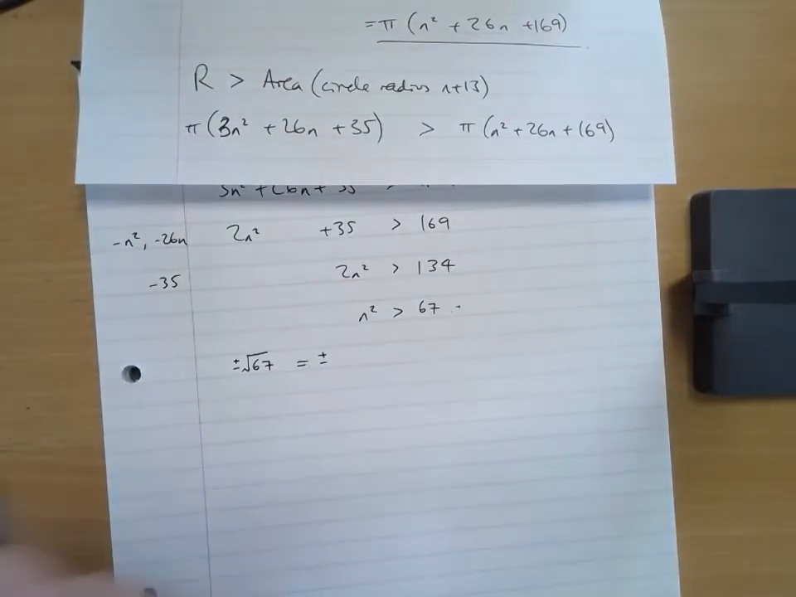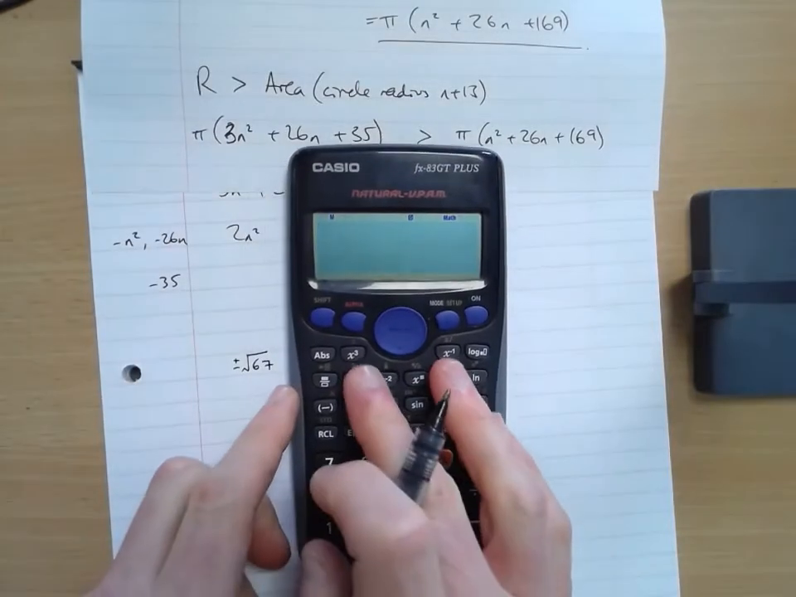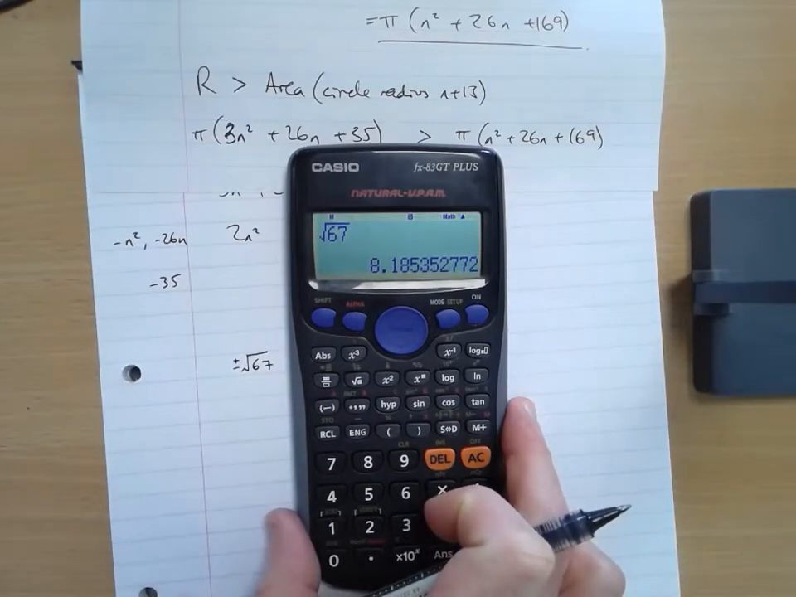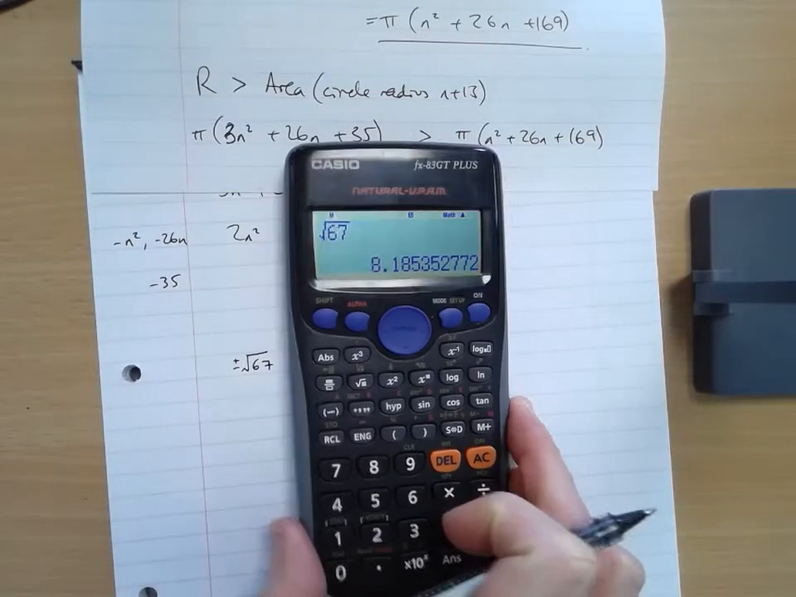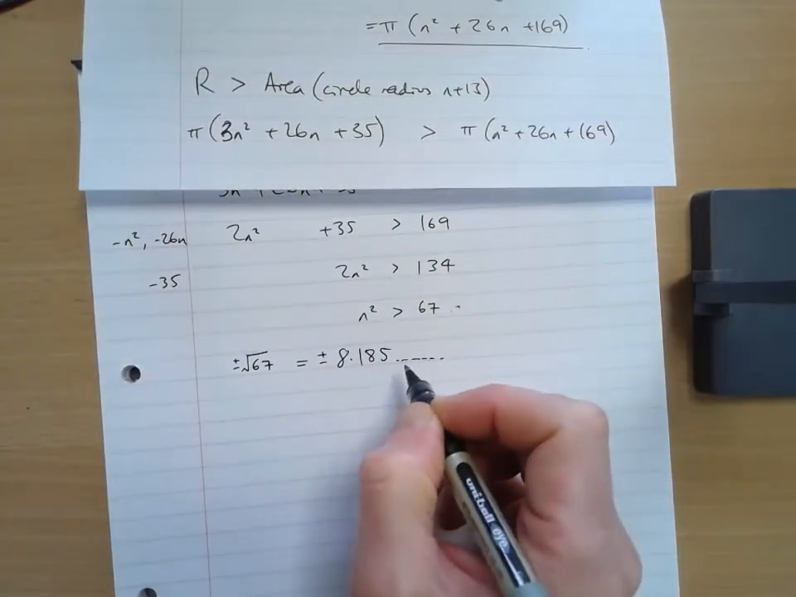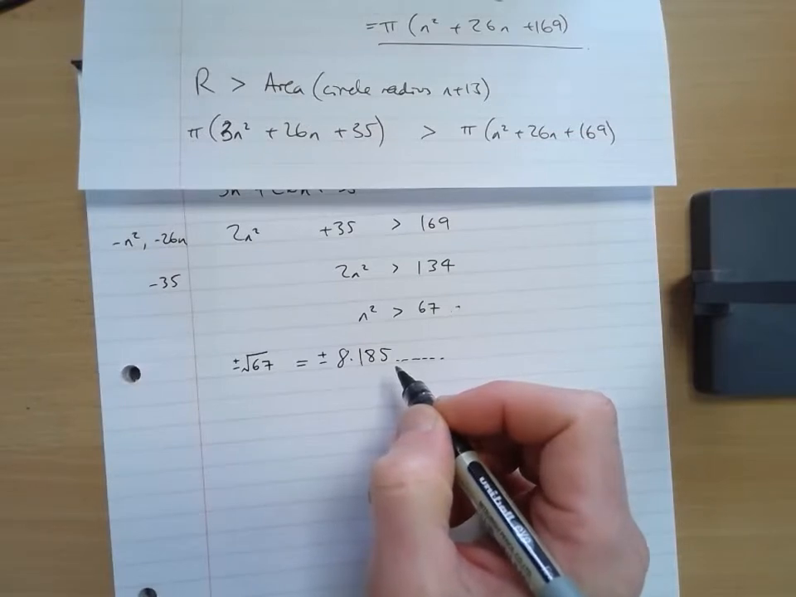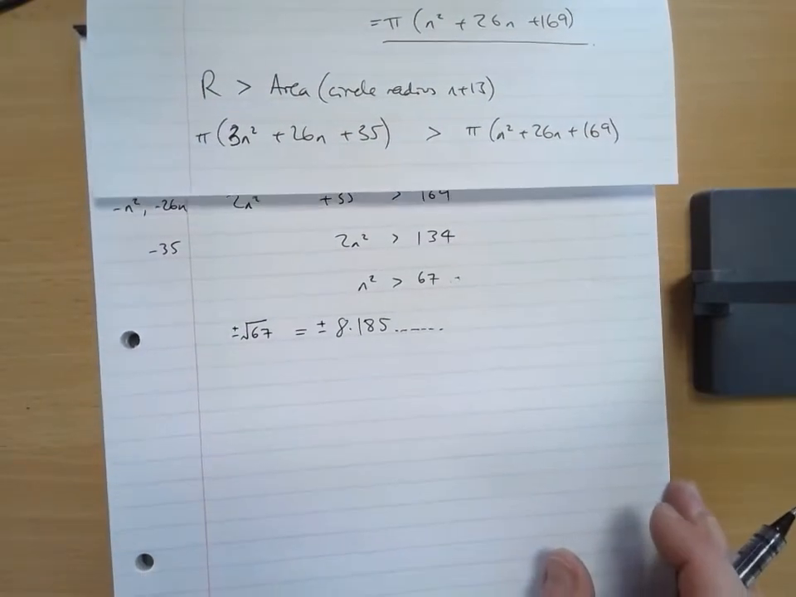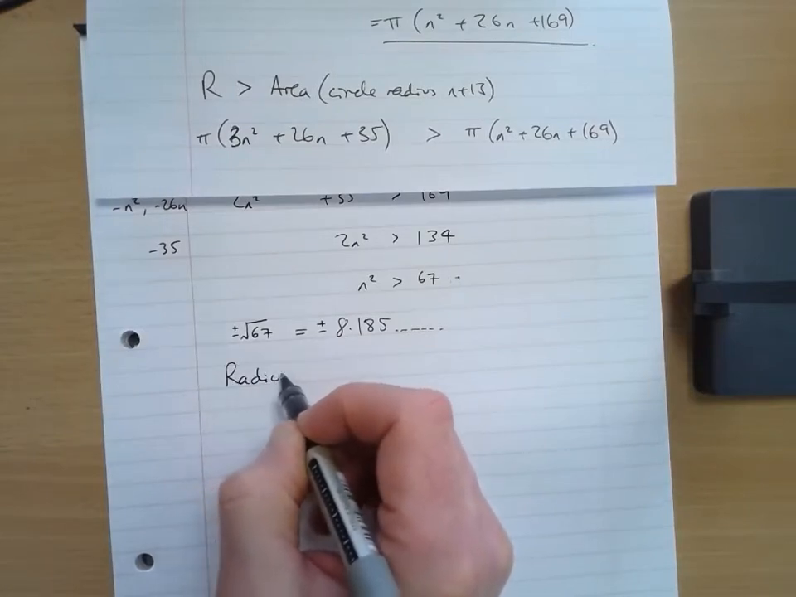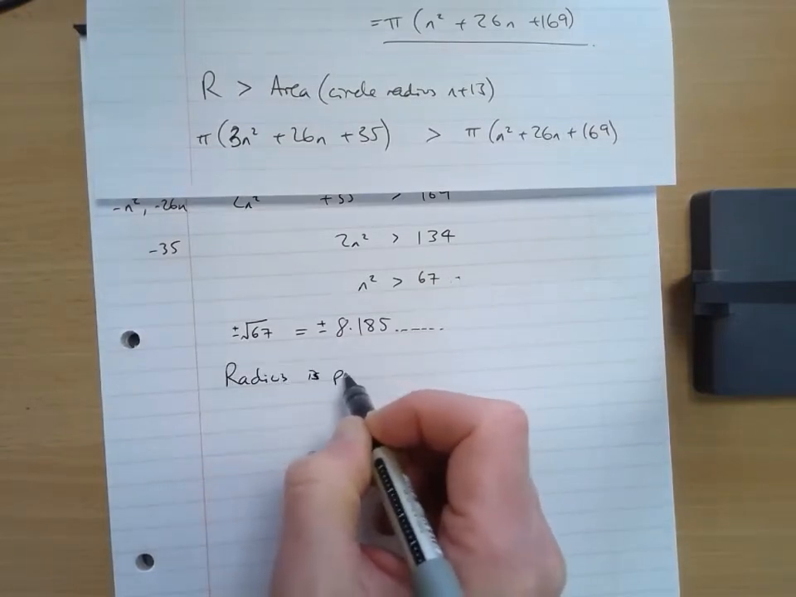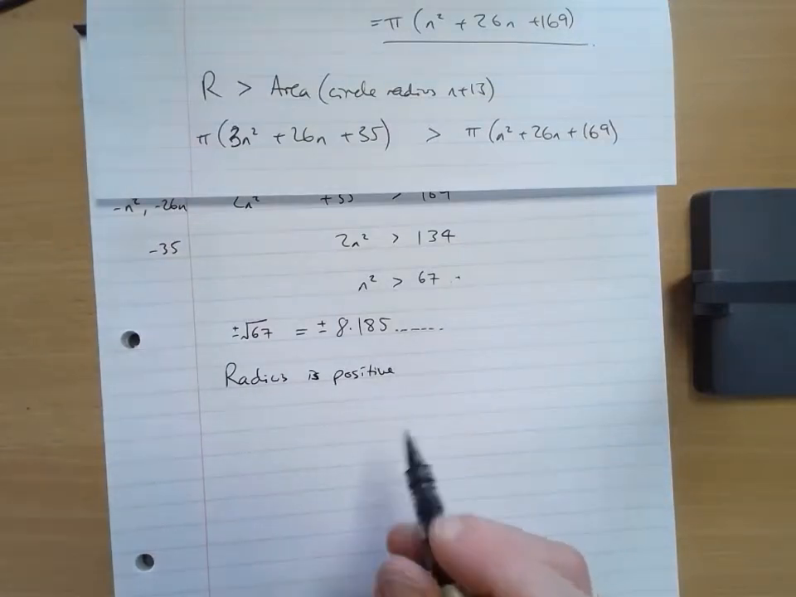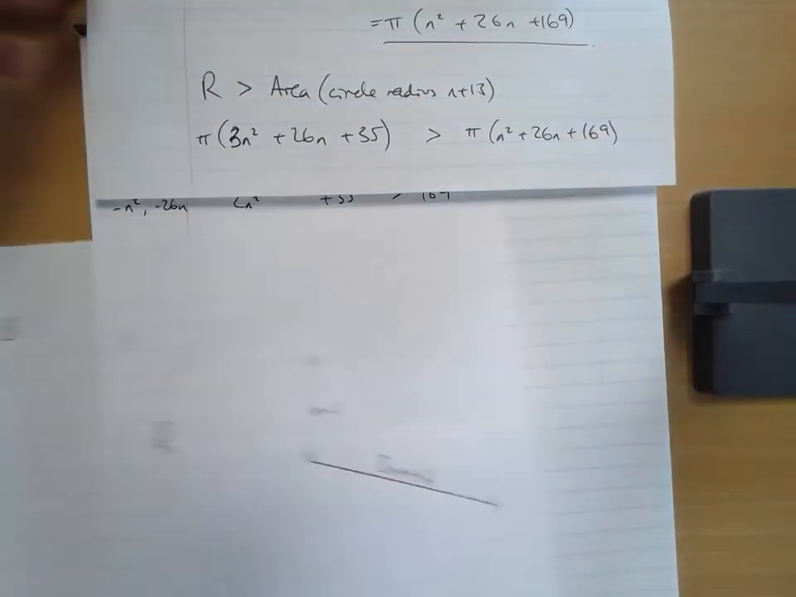Now that gives, on your calculator, let's just confirm that for you, the square root of 67: 8.185, etc. So plus or minus 8.185, etc. Now, the radius is positive, so we've got to be careful about this. This is potentially a value for n, remember.